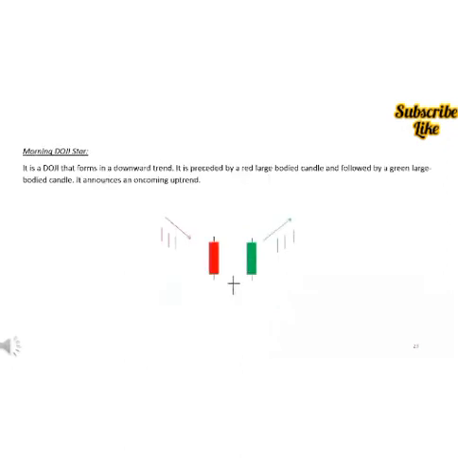Morning doji star. It is a doji that forms in a downward trend. It is preceded by a red large-bodied candle, and followed by a green large-bodied candle. It announces an oncoming uptrend.